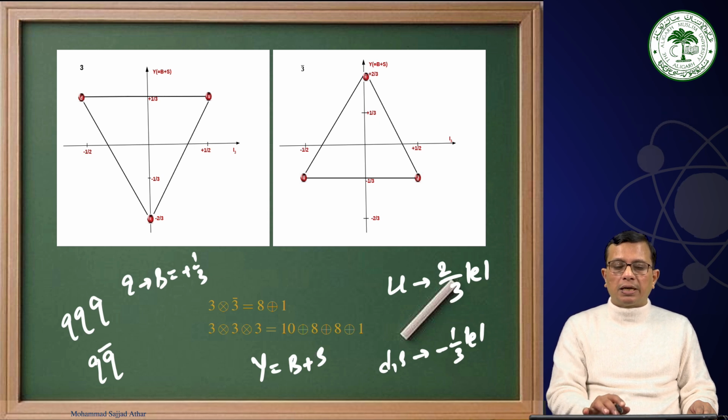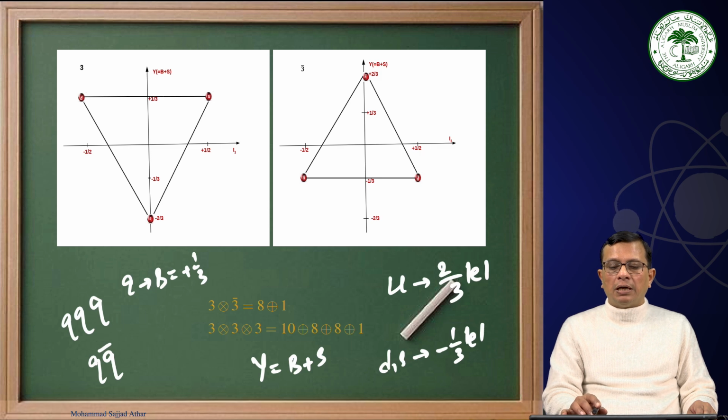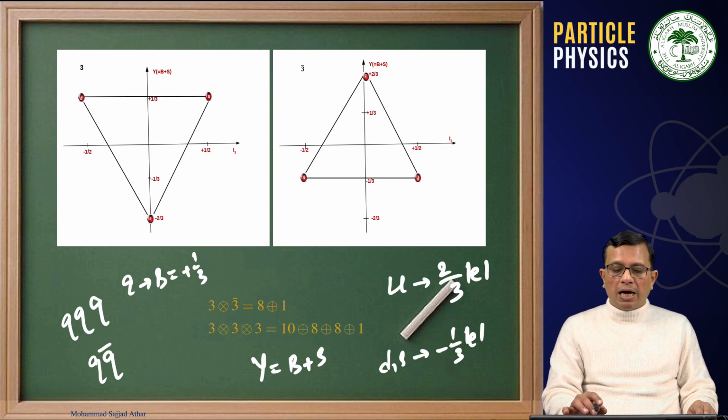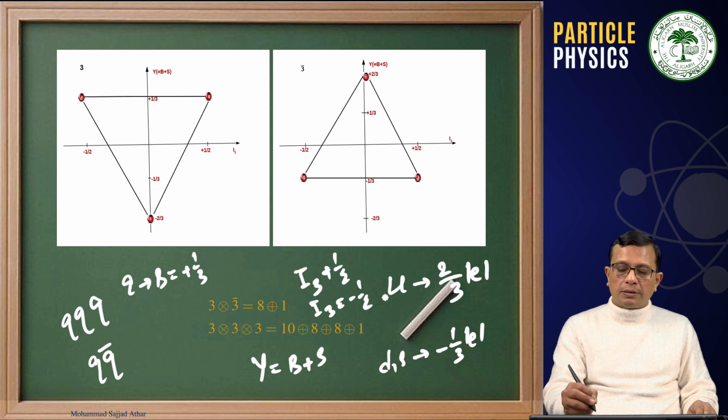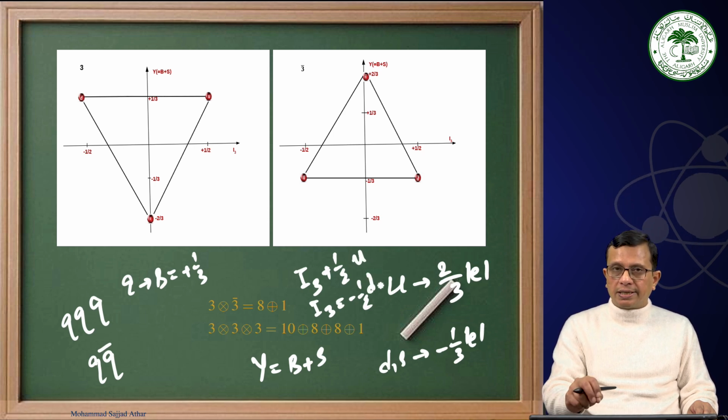These are the three particles, the SU3 multiplets, and then we have three antiparticles, and U and D quarks were kept in a doublet while S was kept in a singlet. Therefore, for the doublet, U had the highest charge. Therefore, U had I3 plus half and D had I3 minus half, while the strange quark was a singlet. Therefore, I3 was 0 for the strange quark.